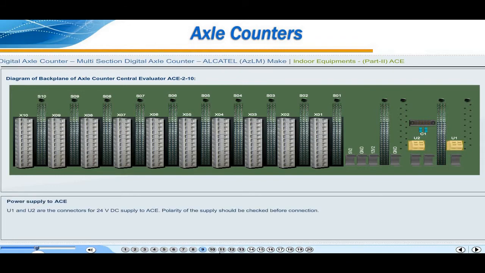Power supply to ACE. U1 and U2 are the connectors for the 24-volt DC supply to ACE. Polarity of the supply should be checked before connection. Connection to the detection point.